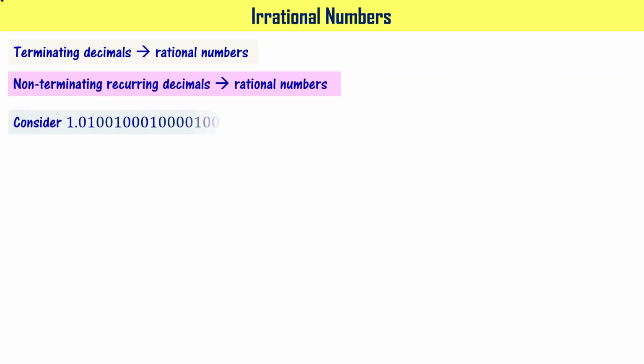Right? Let us consider this particular number: 1.01, 001, 0001, 4 times 0 then 1, 5 times 0 then 1. You can write 6 times 0, 7 times 0, 8 times 0, and so on. It is not going to end because you can write 1 lakh zeros and then put 1. You can write 1 crore zeros and put 1. This is non-terminating.